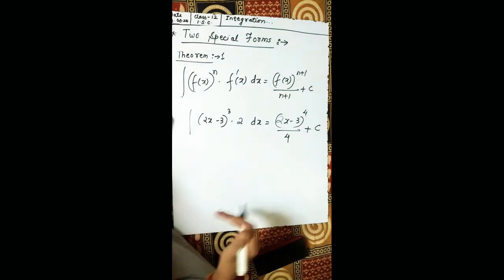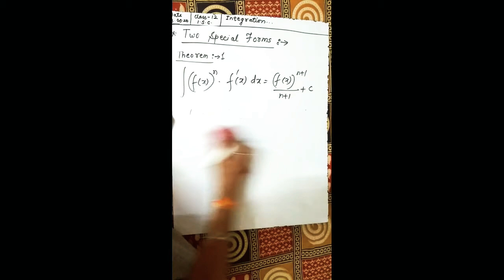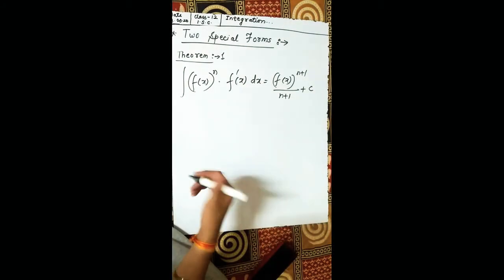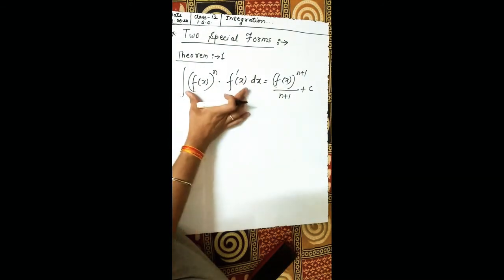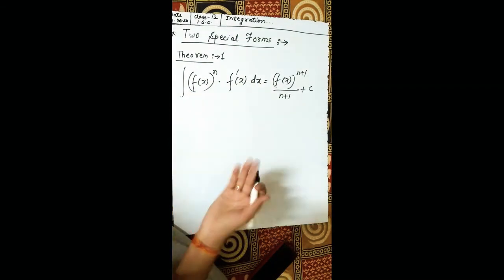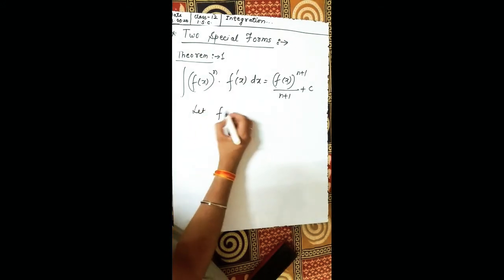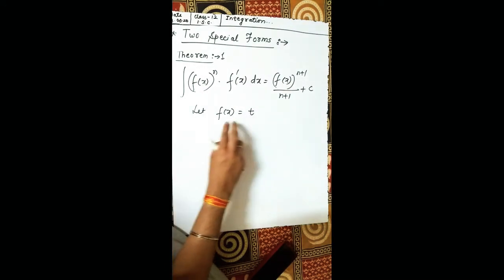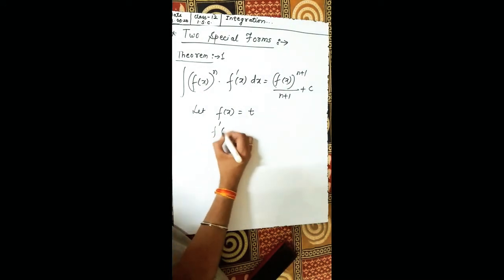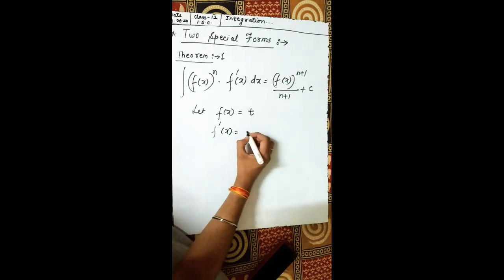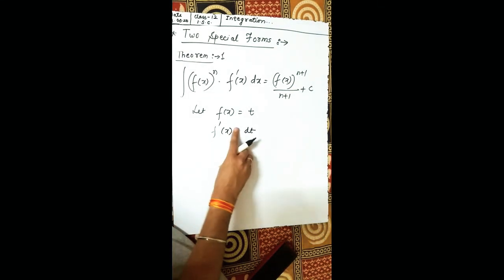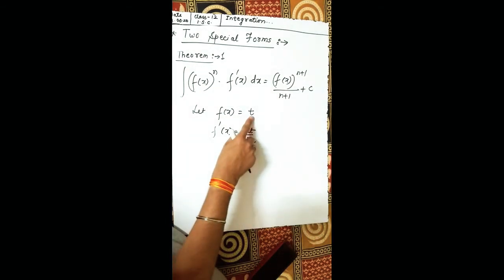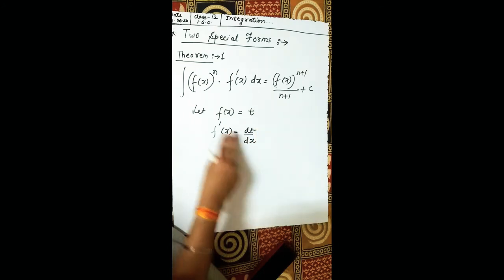Now what is the proof behind this one? We are going to use the substitution method. Now what is the substitution method? Try to understand. In this we need to prove this is equal to this by substitution. So how? Let us consider f(x) is equal to t. Now differentiate both the sides. On differentiating, f dash x will be equal to dt upon dx, because we are differentiating t with respect to x. Take dx to that side.